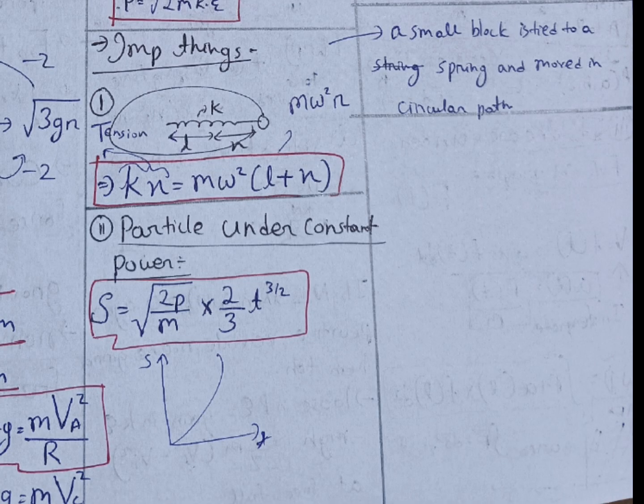A small block is tied to a spring and moves in a circular horizontal path. So kx is equal to m omega square whole into l plus x. Kx is equal to tension, m omega square r, which is m omega square into l plus x.